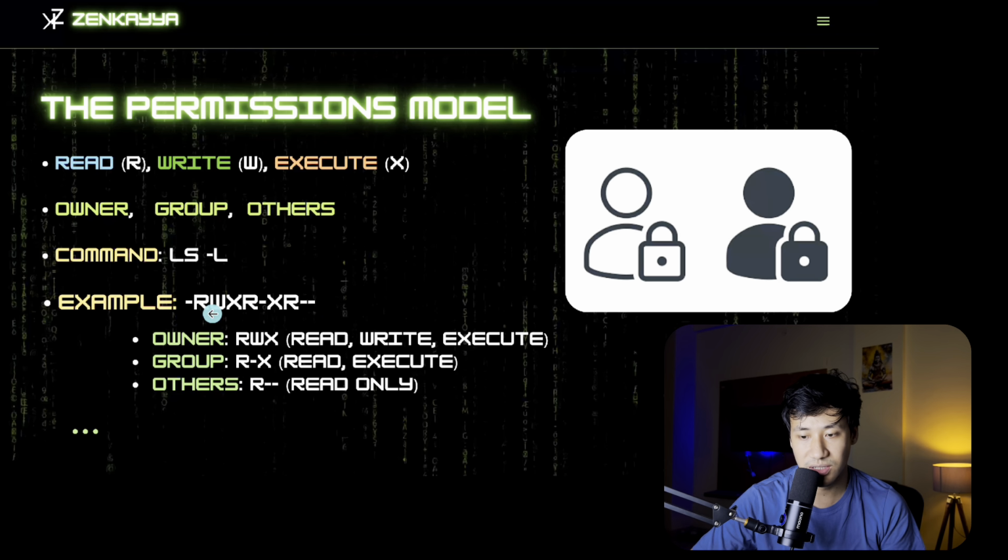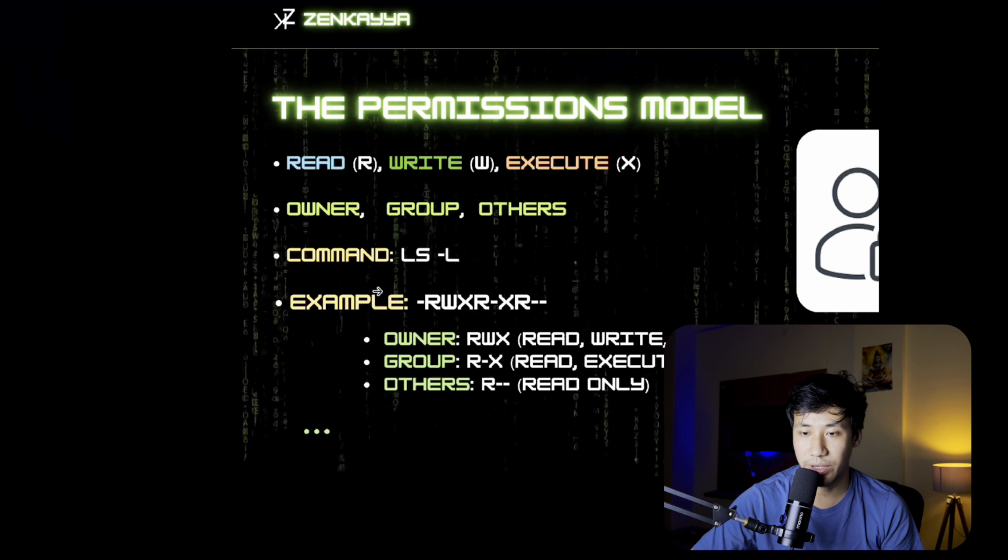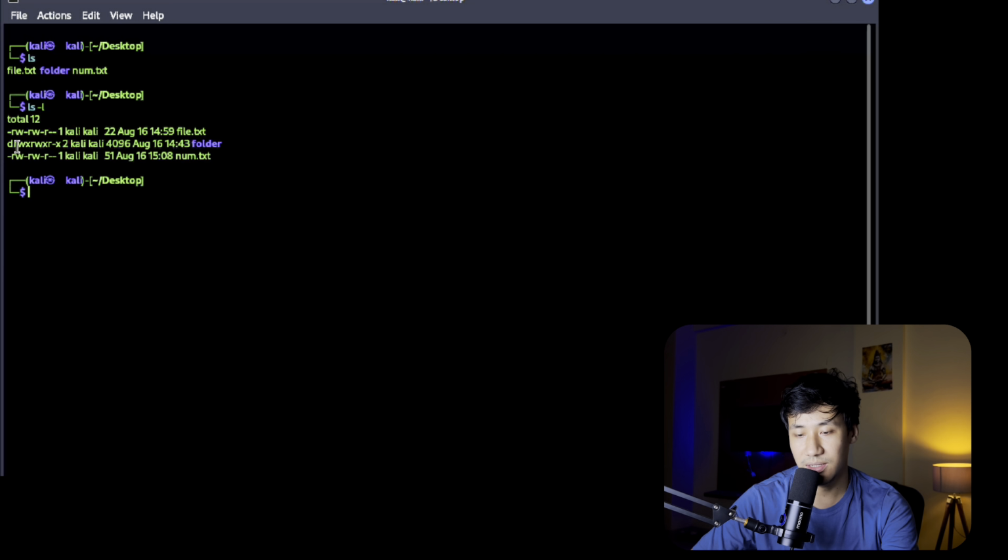So basically first comes owner. Owner is rwx, basically read, write and execute. It can do all the things. Group can do what? Only read and execute. Okay, group. Others, what can they do? They have no permission. Okay, so now you can understand here.